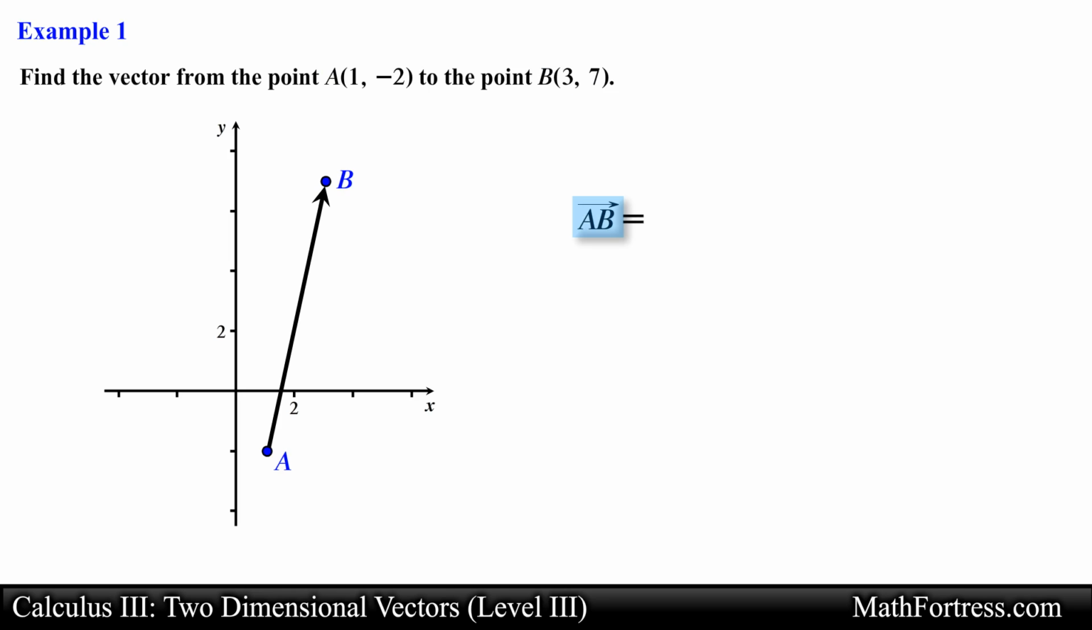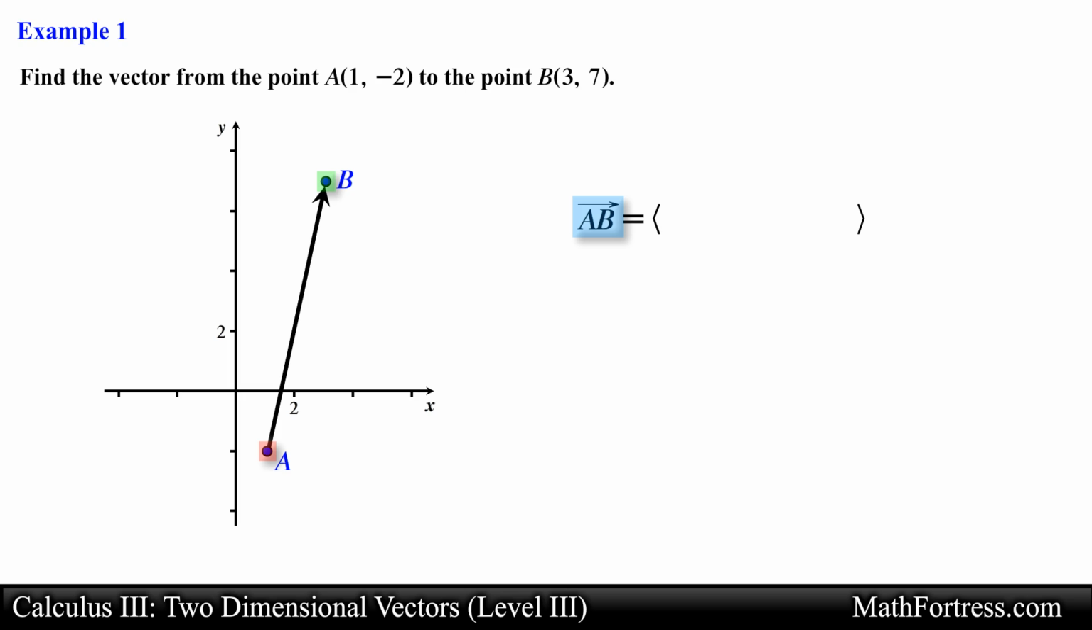To find the components of this vector, we essentially need to take the coordinates of the terminal point, in this case, point B, and subtract the coordinates of the initial point, in this case, point A. We need to make sure that we subtract the initial point from the terminal point, or else we will obtain a vector that points in the opposite direction. Carrying out the subtraction, we obtain the following.